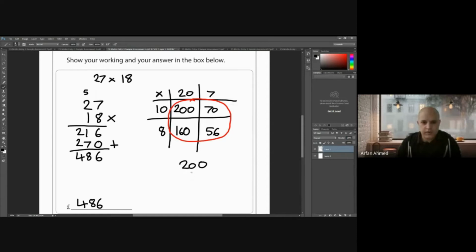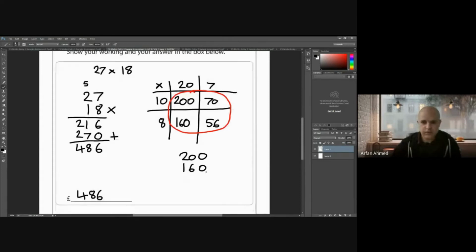your final answer. Let's do it in order. 200 plus 160. Just scroll down. Again, you can do this in any order. Adding makes no difference. You got 6 there. 6 add 7 is 13. Plus 5 is 18. Carry the 1. And that gives you 4. Yeah, you get the same answer. Doesn't matter which way you do it. A lot of people do prefer it this way.